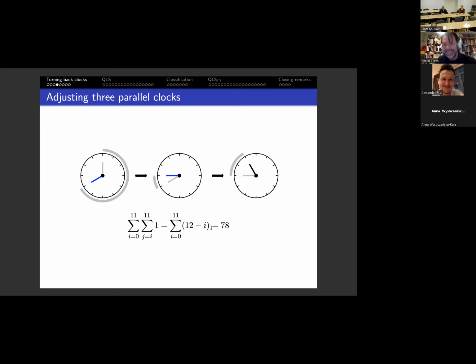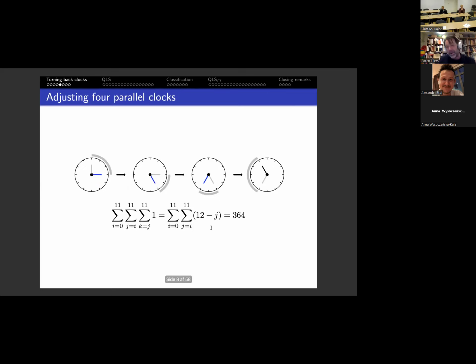So, just checking. Yes. Okay, so I'm going to stop now, but let's say we have 4 clocks, right? Then it works in the same way. Now I have 3 sums with a 1 in the middle, and doing the computation, I get the number 364. Okay, so this is all a very straightforward problem.